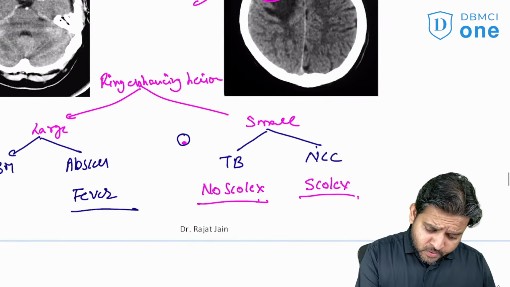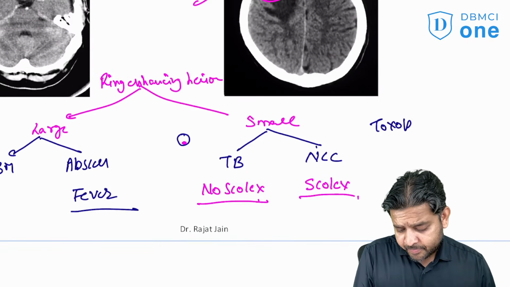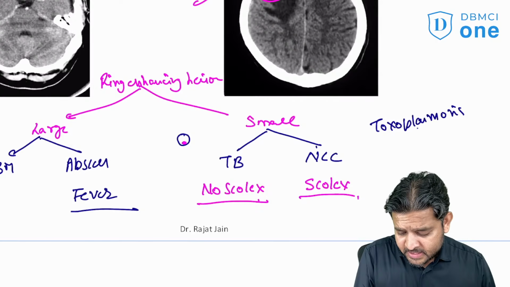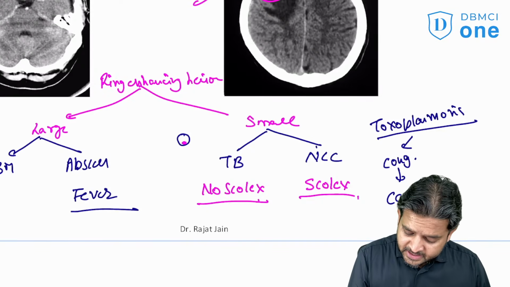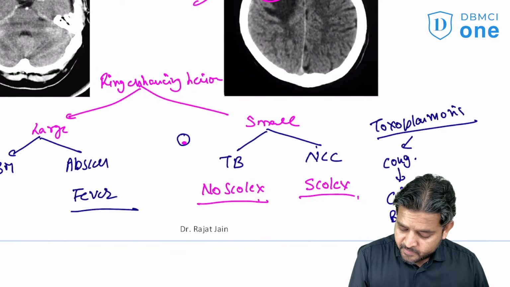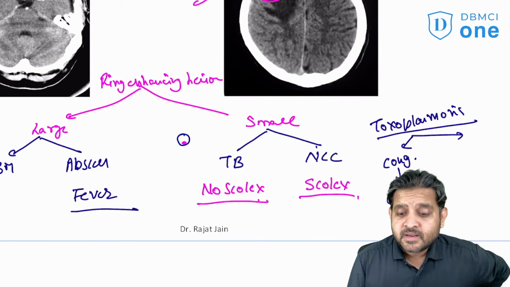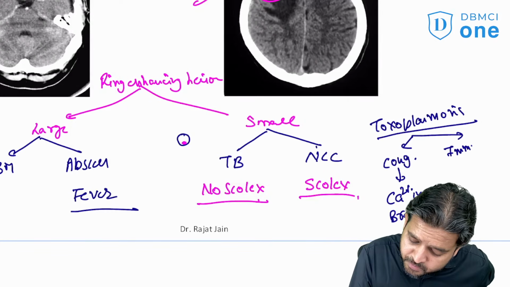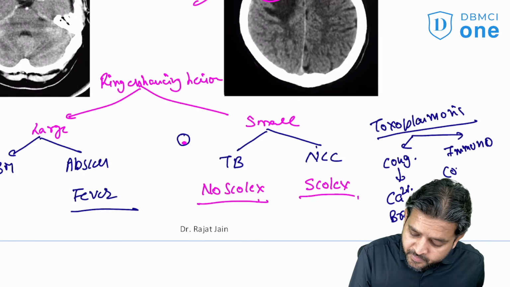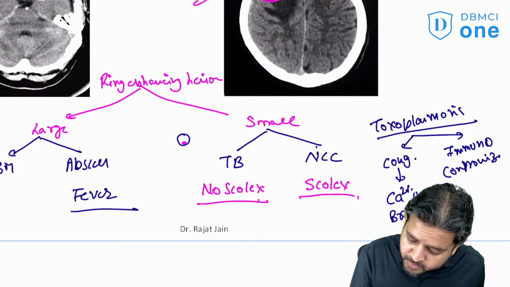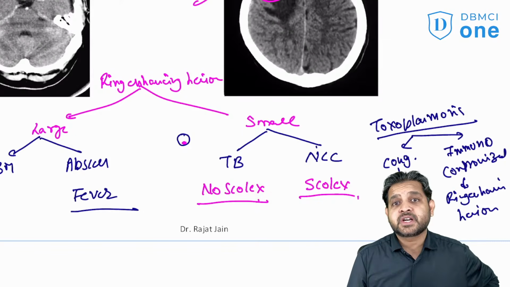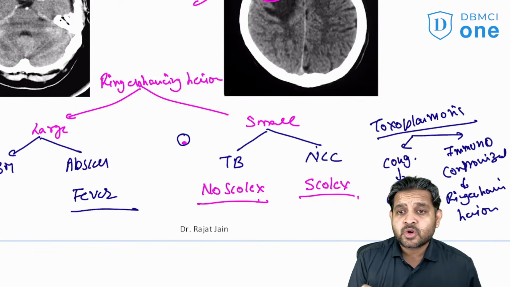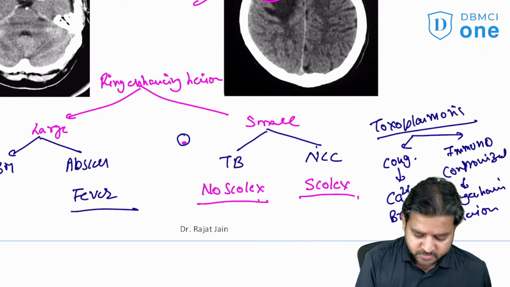Now, you may also get toxoplasmosis. It is to be noted that toxoplasmosis could be a congenital infection, which is a TORCH infection, characterized by calcification in brain. Or it could be an infection in an immunocompromised patient, and then it will present as a ring enhancing lesion. So if you see a small ring enhancing lesion in an immunocompromised patient, then you should think about toxoplasmosis, right?